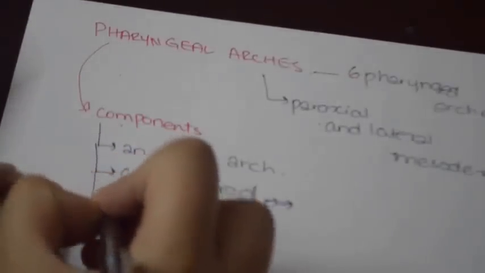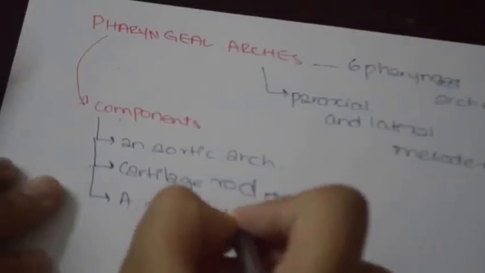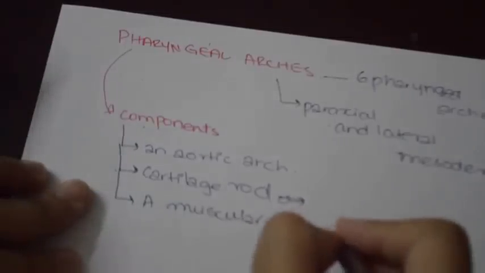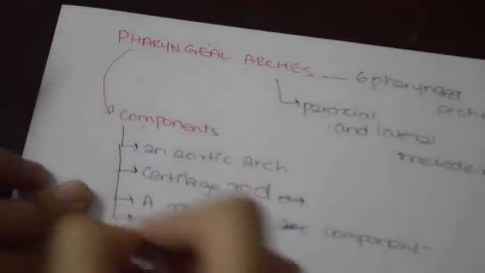Okay, moving forward, the third is a muscular component. These are the muscles which will arise from the pharyngeal arches. The muscular component, I'm sorry. And then there is a nerve.